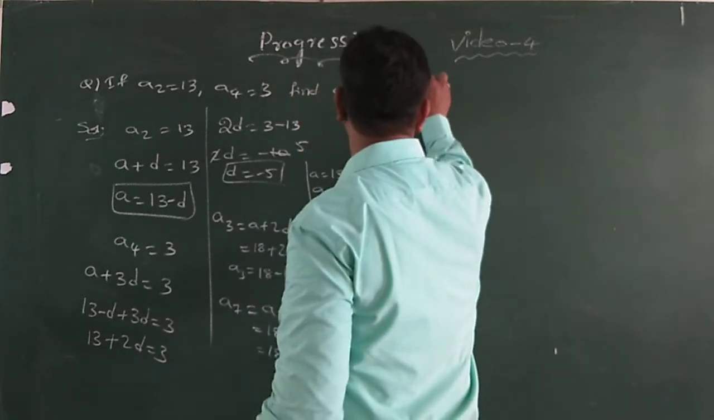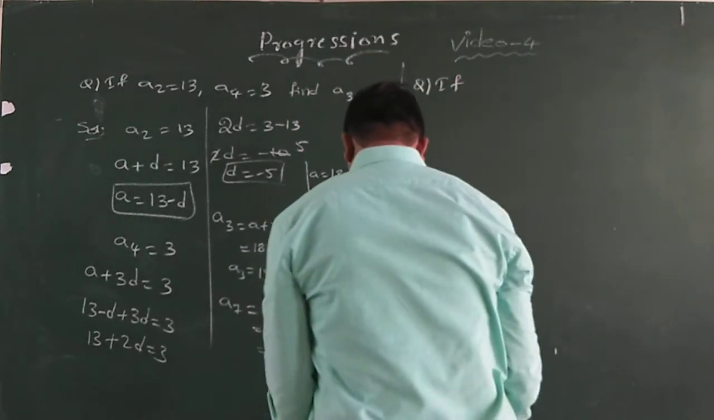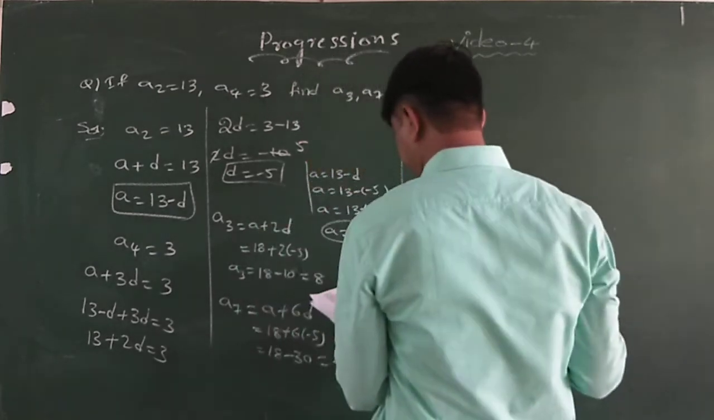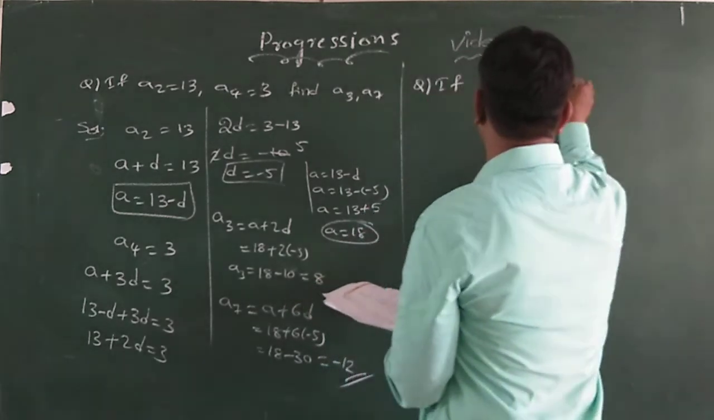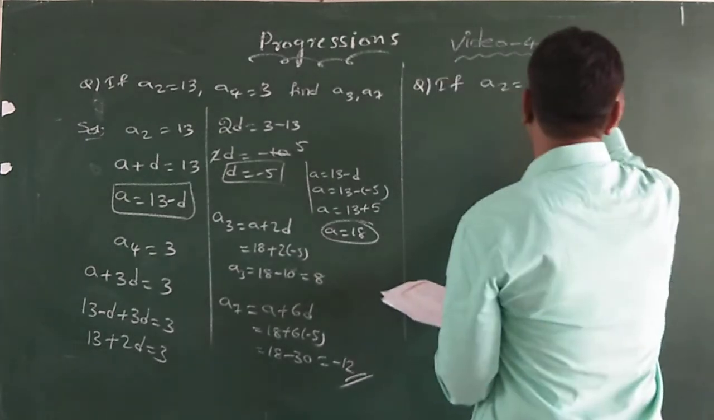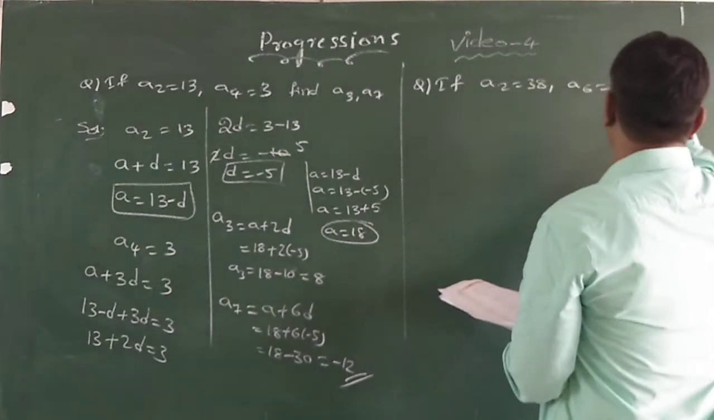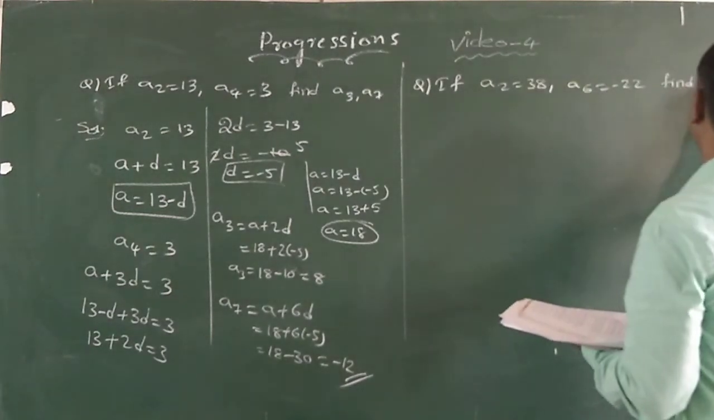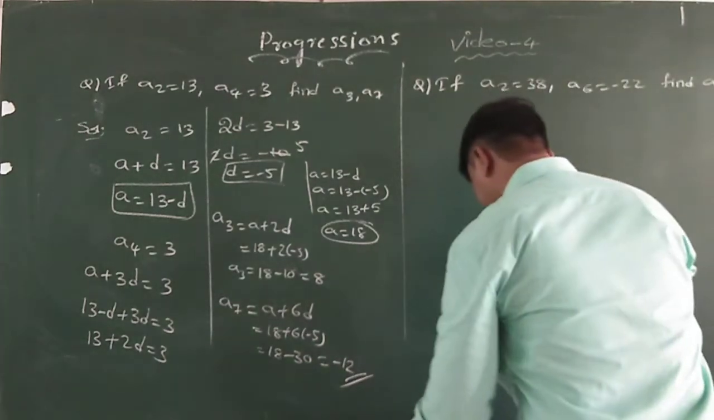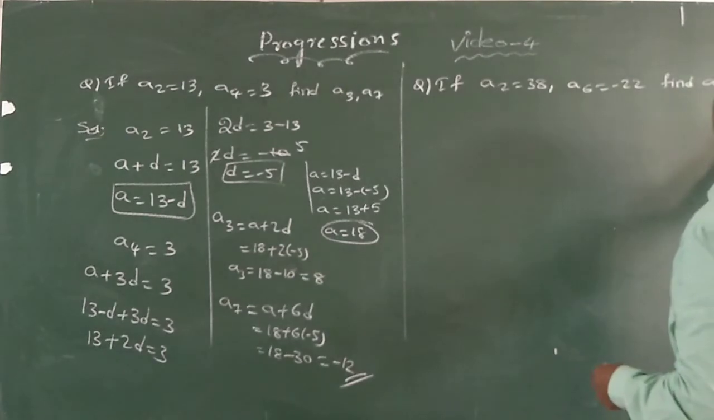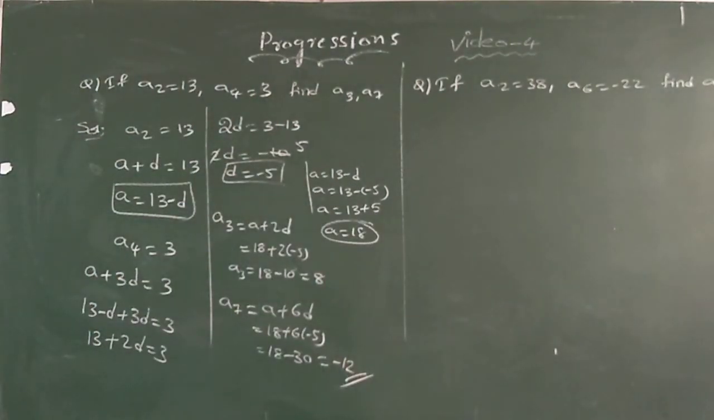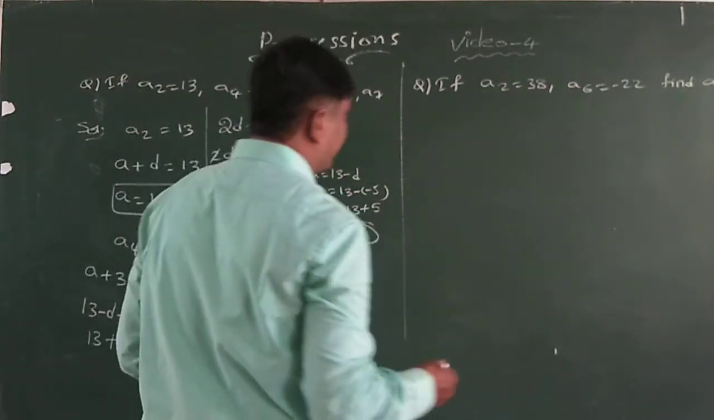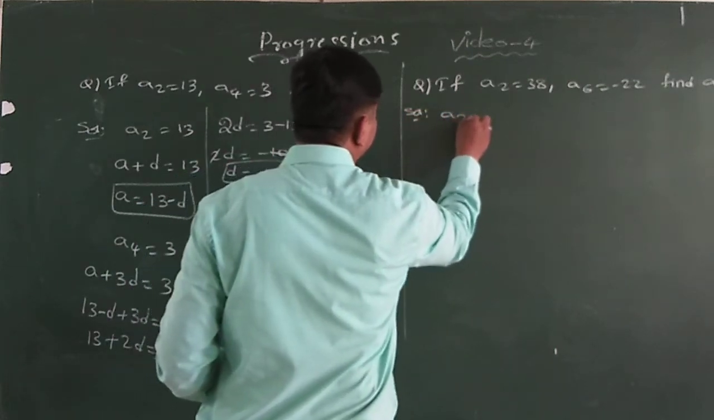Similarly, another question. If A2 is equal to 38, A6 is equal to minus 22, find A4 and A10. See here, A2 is equal to 38.